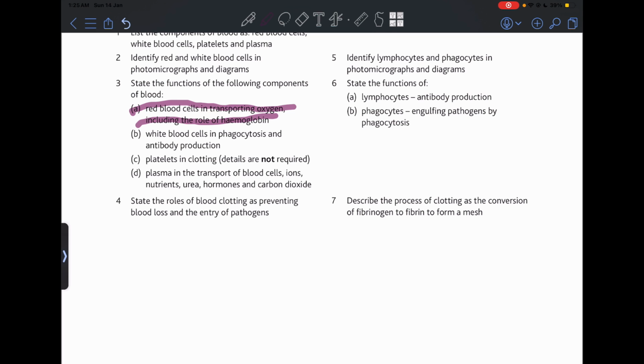Number 7 says describe the process of clotting as the conversion of fibrinogen to fibrin to form a mesh. So you have to describe the process of clotting, and you also have to say the keywords fibrinogen to fibrin, and that it forms a mesh that prevents further blood from leaking.